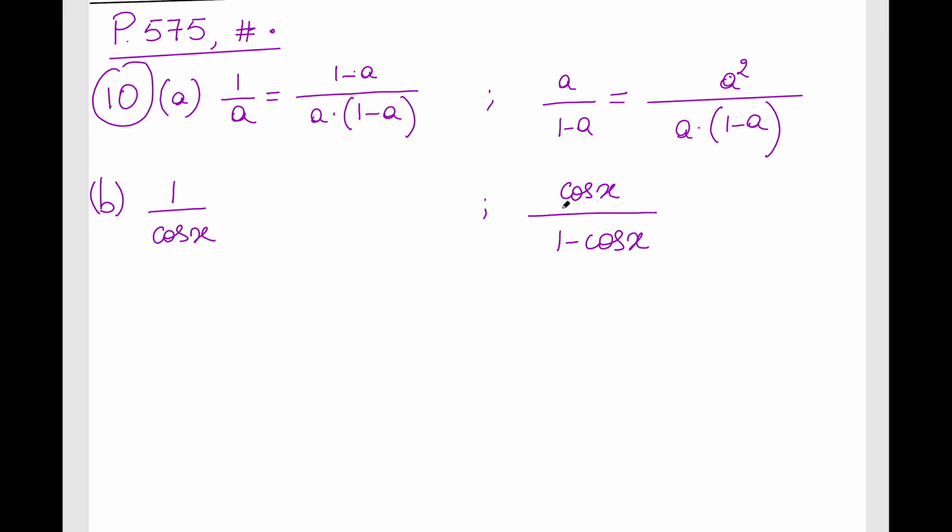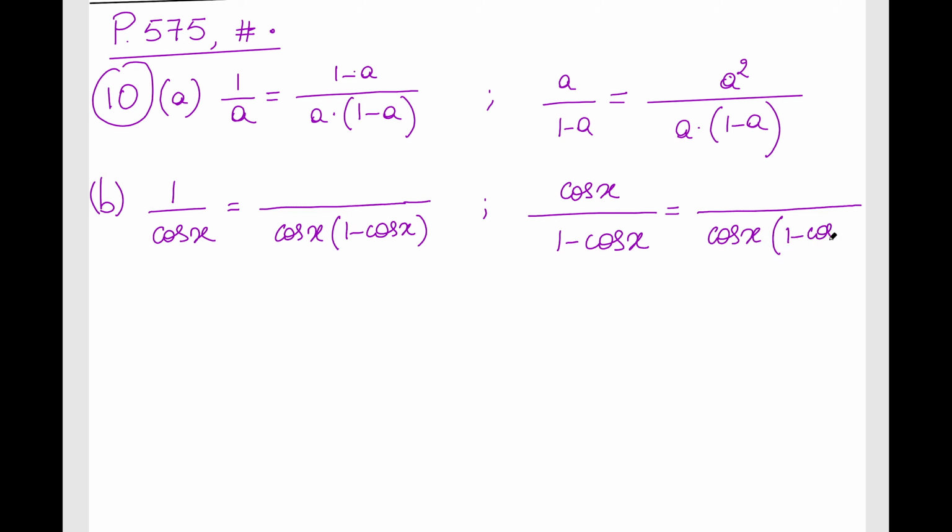So 1 over cosine x and something over cosine x and something over 1 minus cosine x. The common denominator between cosine and 1 minus cosine is the product between the two. So we get cosine x times 1 minus cosine x. And I hope you realize that we are doing exactly the same as before, but by renaming a to be cosine of x. All right, and here as well, I'm gonna be able to rewrite this as cosine x times 1 minus cosine x.